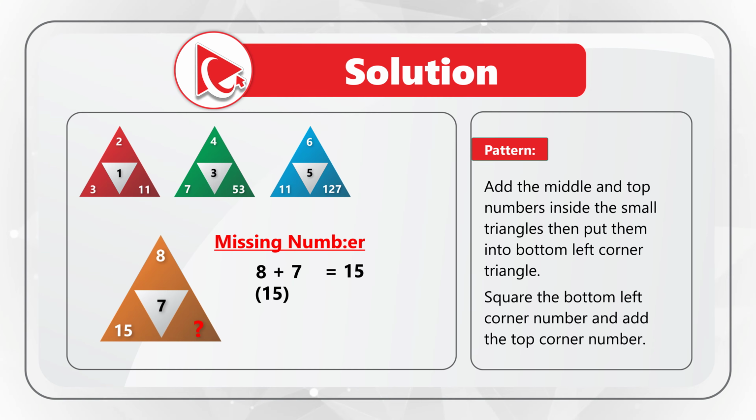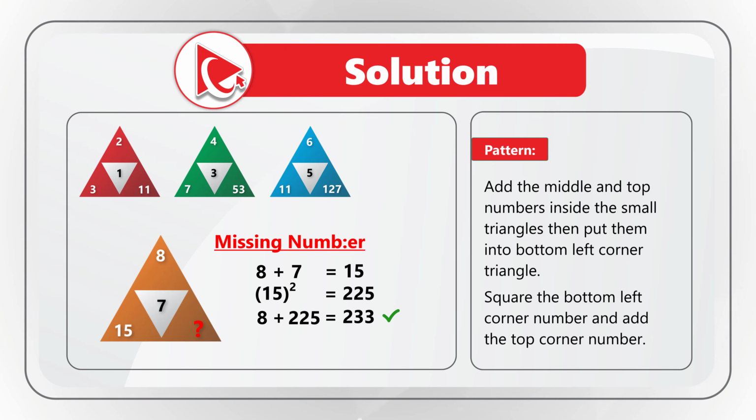15 square equals 225. And then based on this information, to find the missing number, we need to add 8, which is the number in the top of the triangle, plus 255, which is the calculated number. So the final number will be 233.